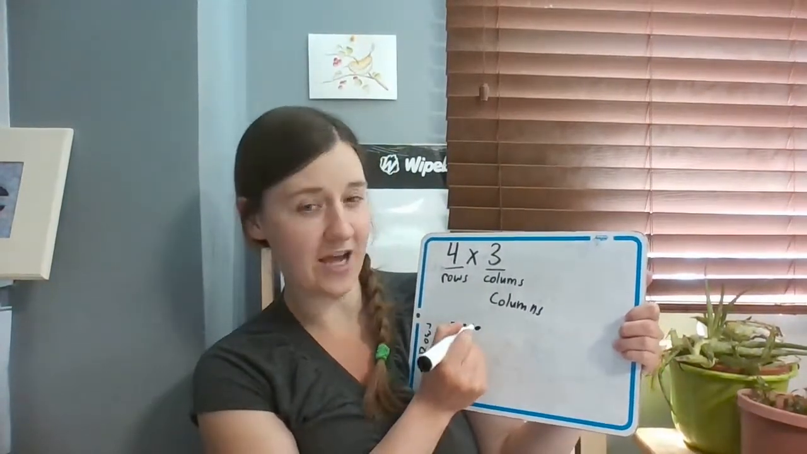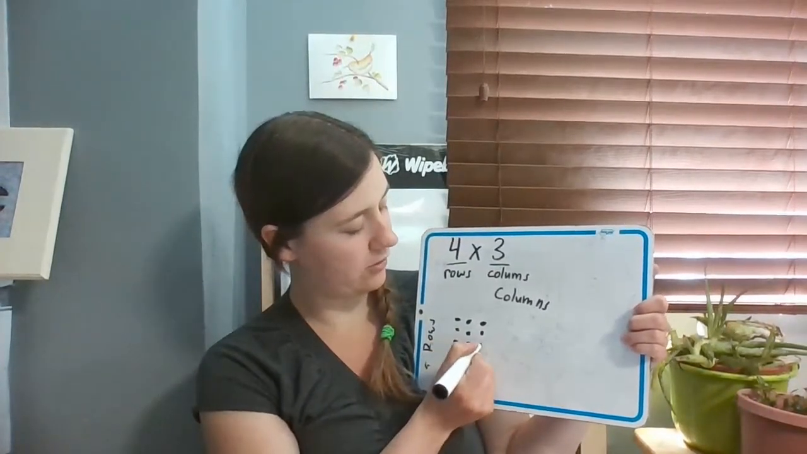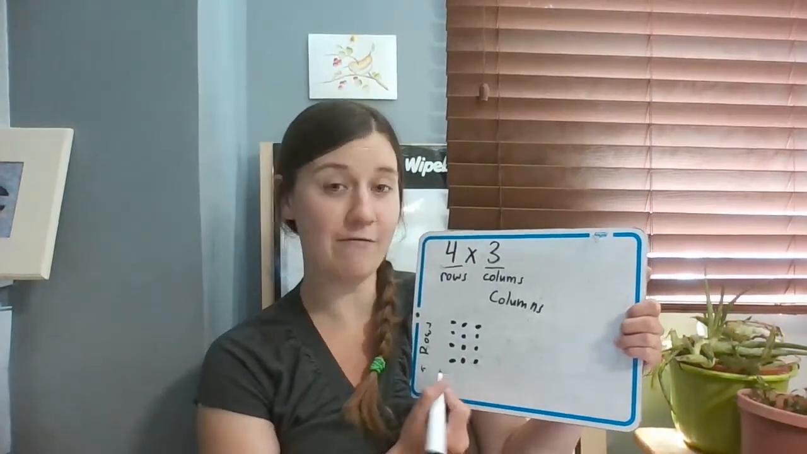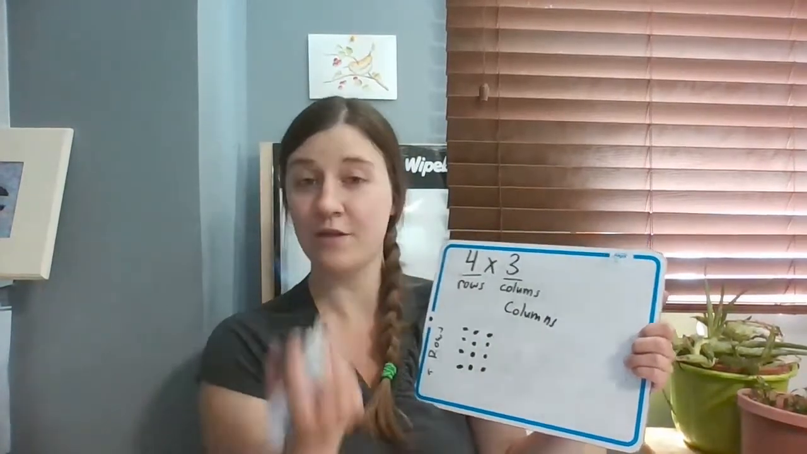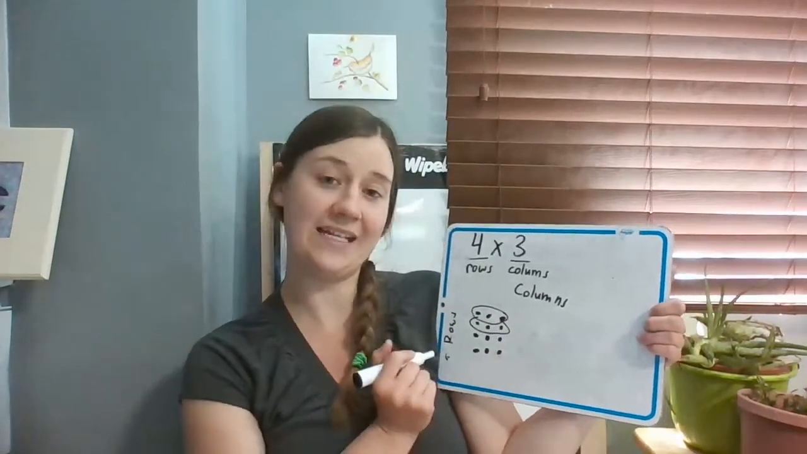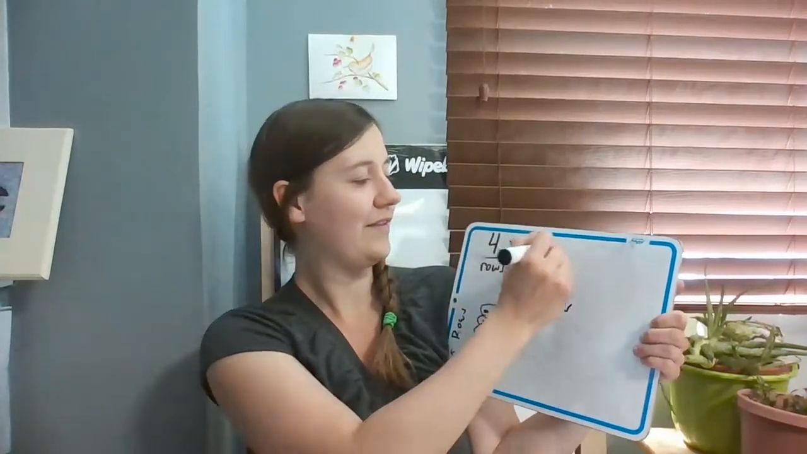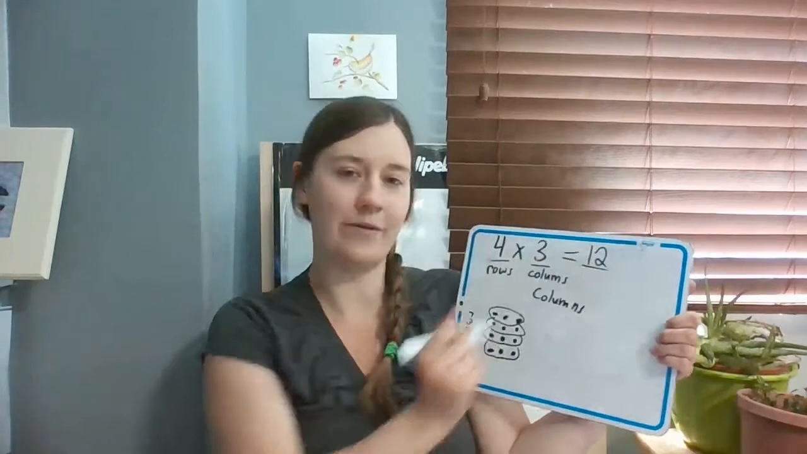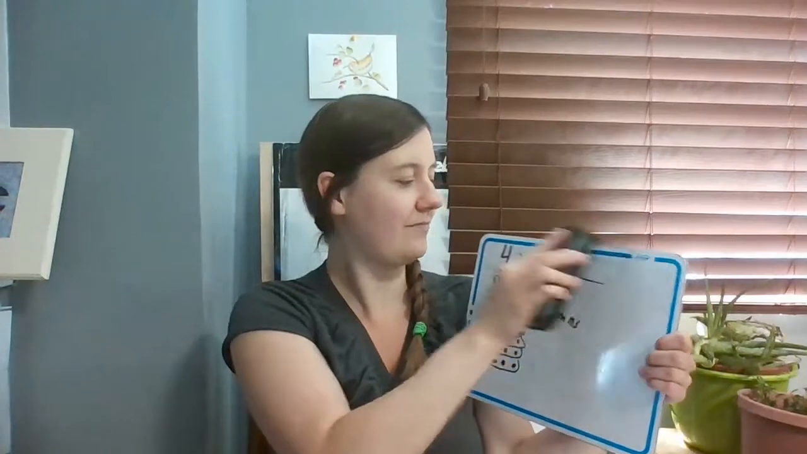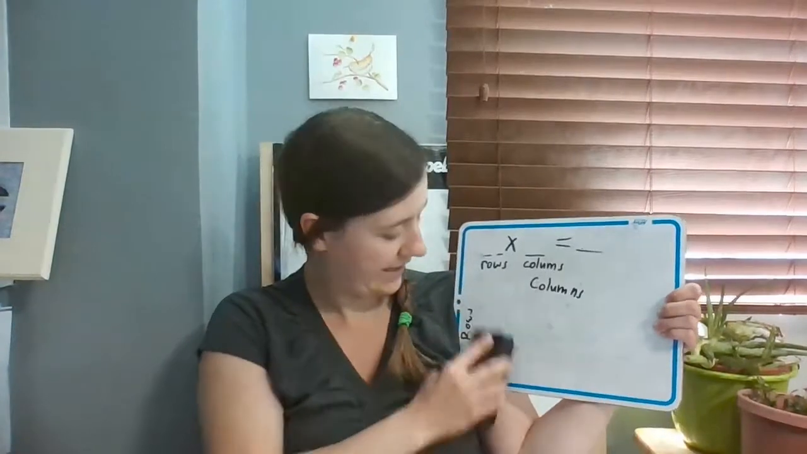So I have 1, 2, 3 dots. I need 1, 2, 3 dots for each row. Now I've run out of extra rows to fill in, so we count. I know that this is 3. 3 plus 3 is 6. 7, 8, 9, 10, 11, 12. 4 times 3 equals 12. Great job. Let's keep going. Let's do another one. I'm going to leave some of my words here so I don't have to write them again. And I'm going to take out my work.